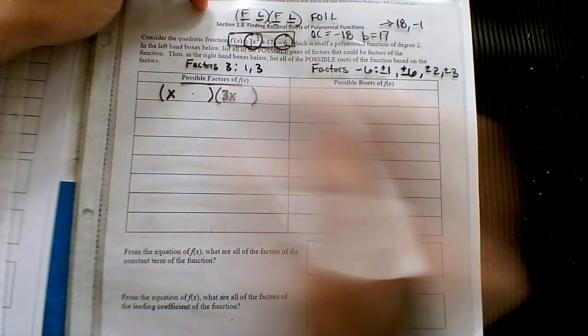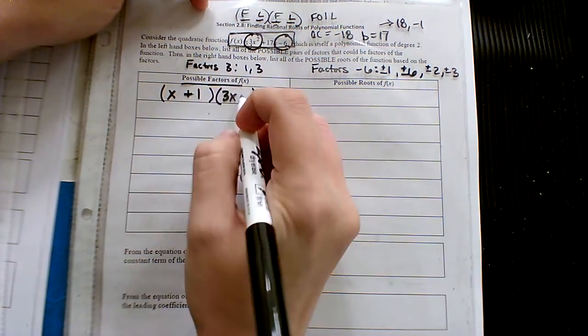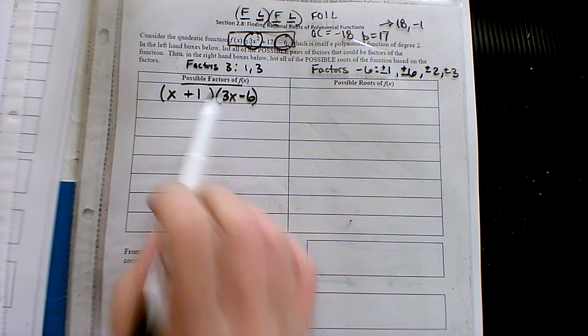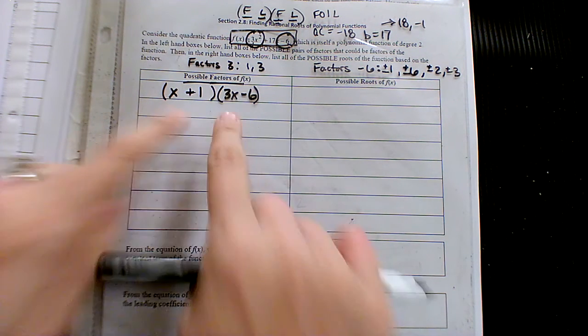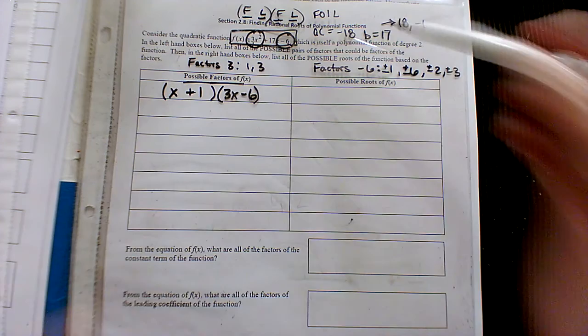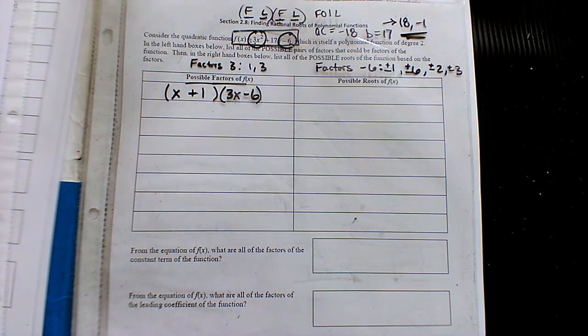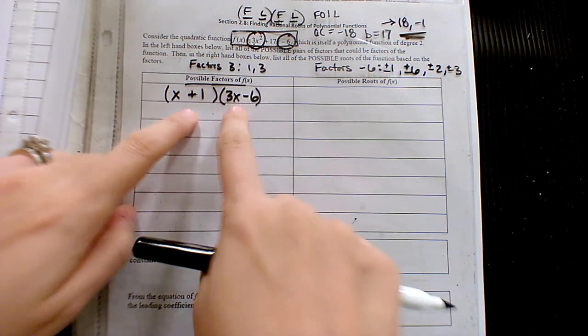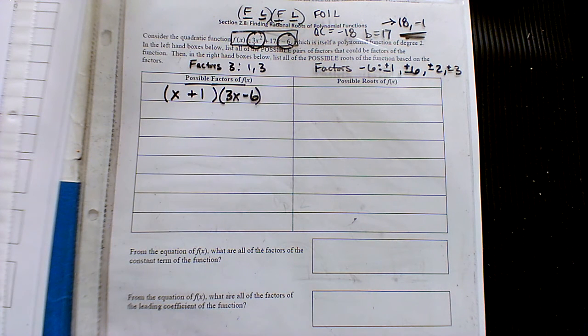Maybe for the last terms, we'll do positive 1 and its related negative 6. That way we get a constant term of negative 6 when we multiply those together. So these are possible factors. I'm not saying they're the right ones, because we can eventually get there. We can factor this. But I'm just saying they're possible. So if this wasn't factorable, these are some possible factors that could be there.